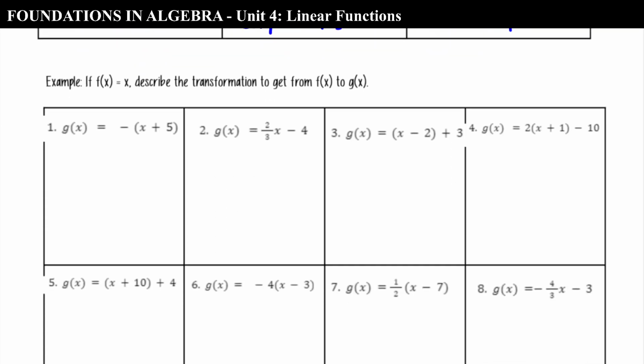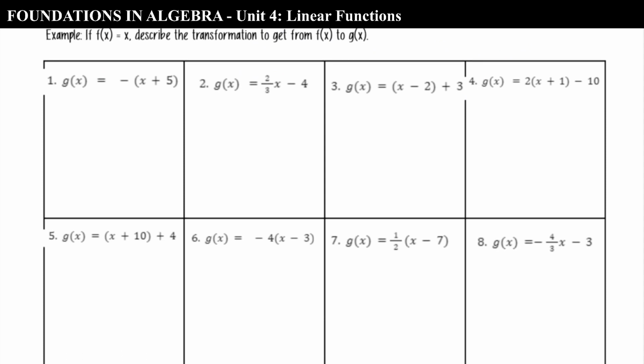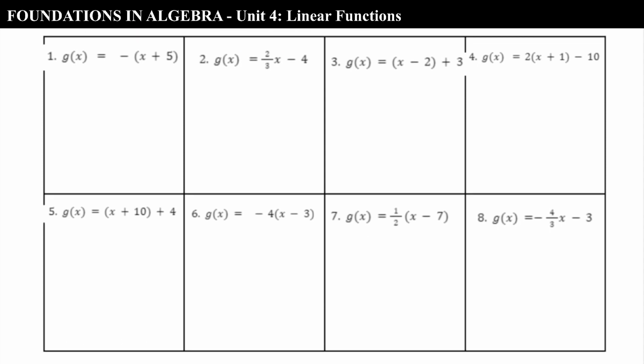So now that we've gone through all these transformation rules, let's take a look at some examples and see if we can describe the transformations. So in this one, we've got a negative out in the front, so that's a reflection. In fact, what we could do is go ahead and write that for any of these that have a negative out in front. So that would apply to number 6, and that would also apply to number 8. All right, on number 1 here, we have a, in parentheses, +5. So we're moving left or right. And since it's plus, we're going to move to the left by 5.